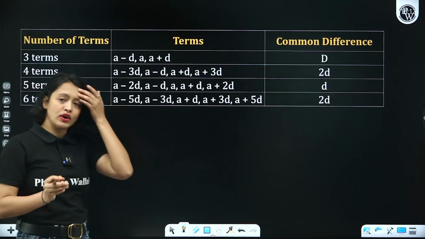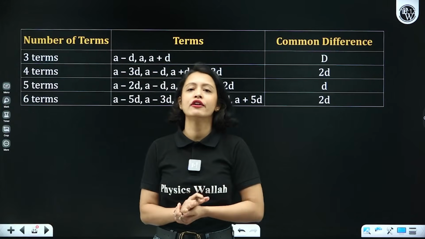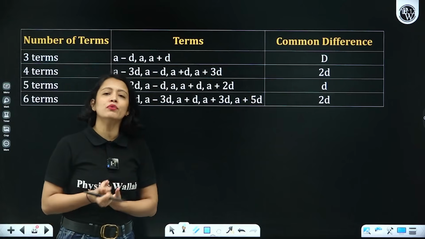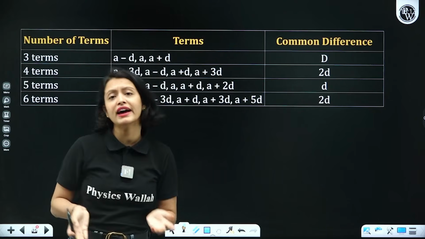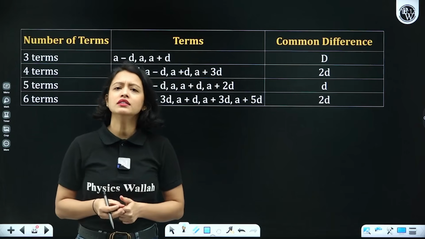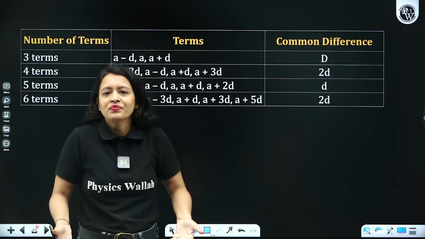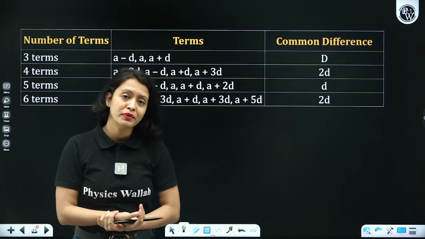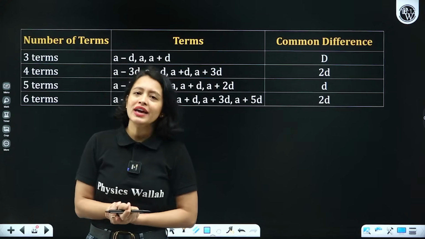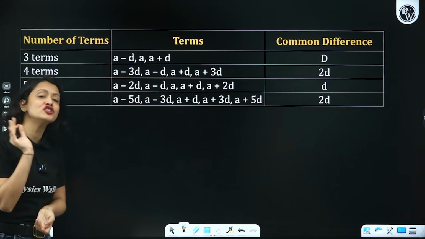Okay, this is important because you do get problems from this topic. So suppose you are given an AP with 4 terms or 5 terms or 3 terms, and the AP is not exactly given to you. The sum of the terms could be given, product of terms would be given, but the AP is not given. So in such scenarios, guys, we have a shortcut method.